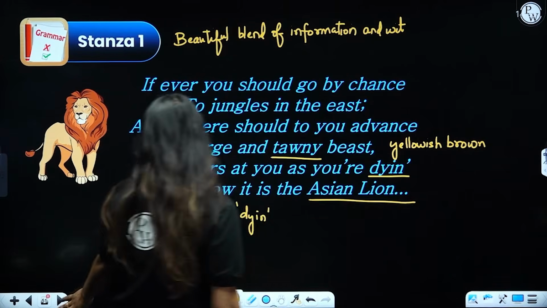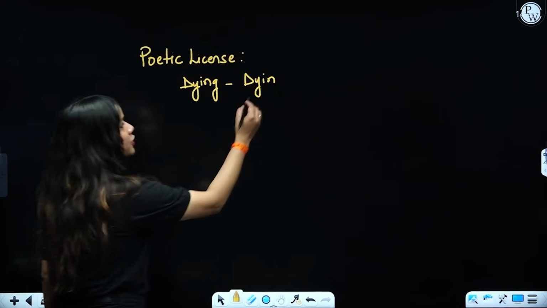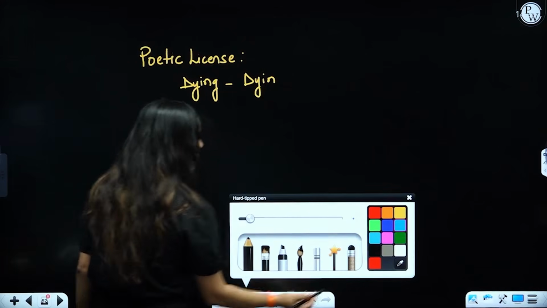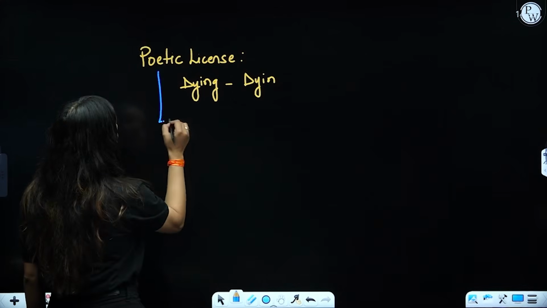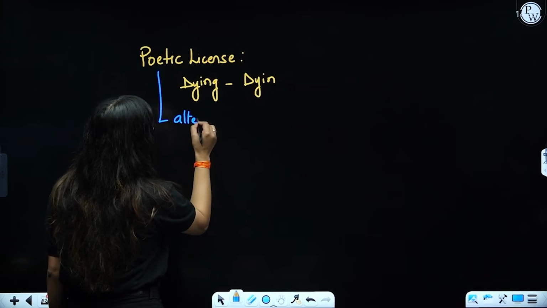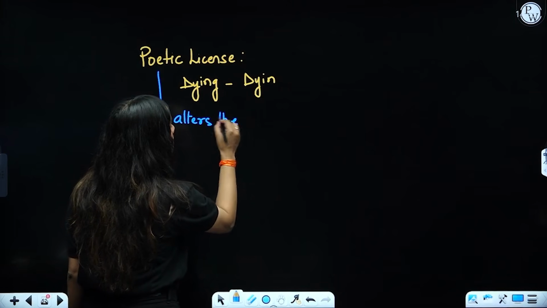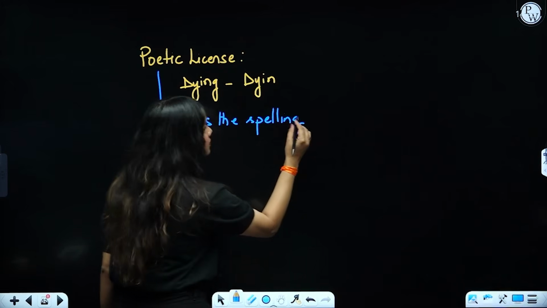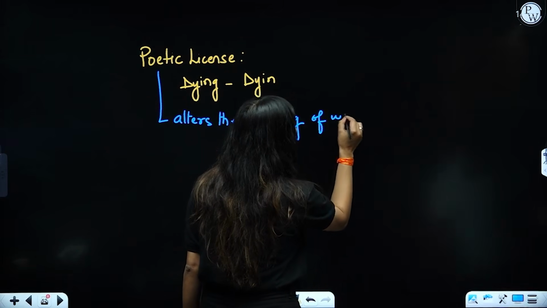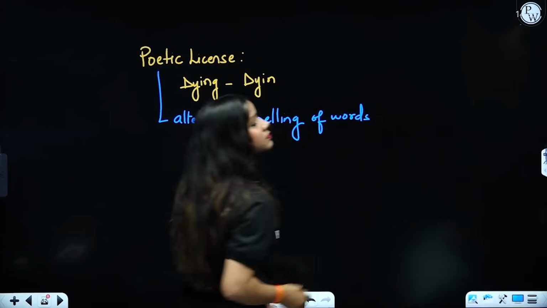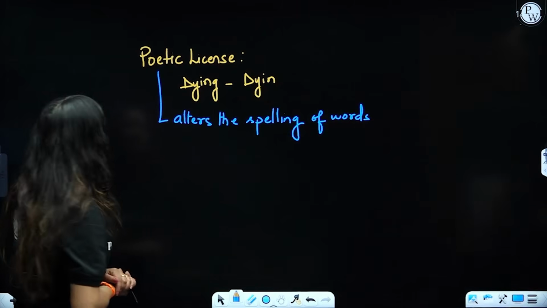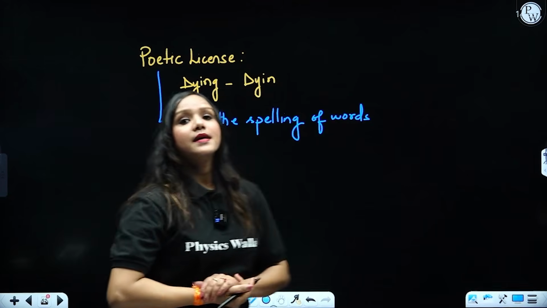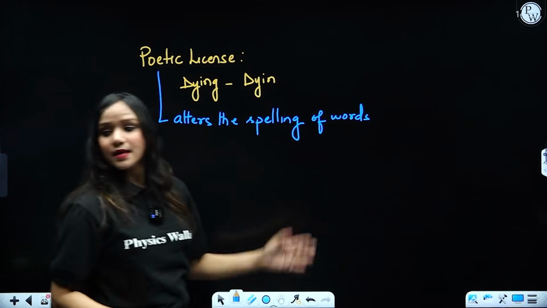Got it? Now, you have already got to know poetic license, when he alters the spelling of a few words. Got it? So please make sure that you know all these things. Terms like poetic license, terms like these, right?